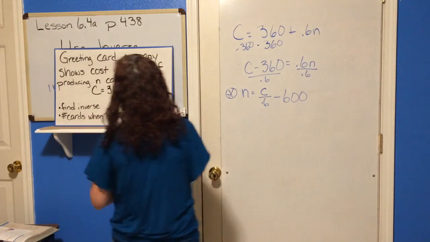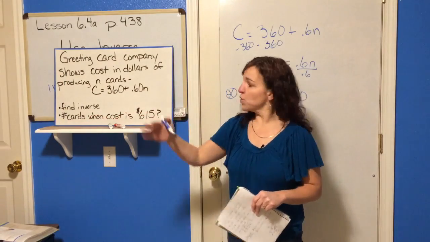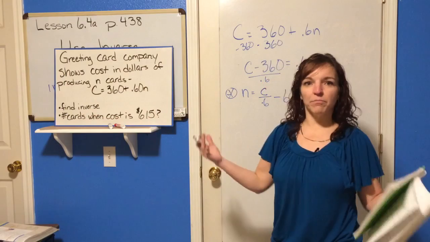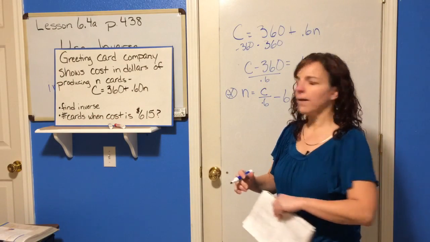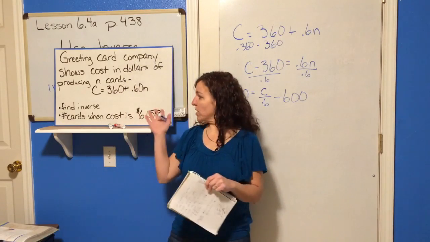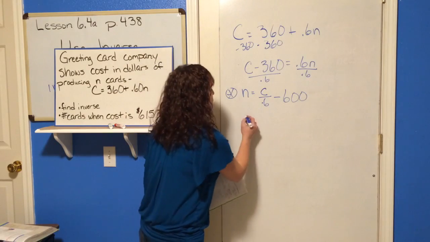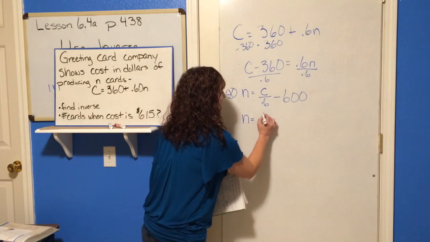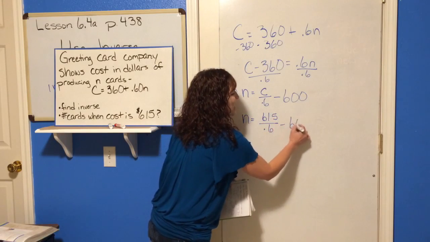Step two, it says, tell me the number of cards that they produced when the cost for that month or year or whatever is $615. Probably a week, huh? All right. So all you do in that case is your cost is 615. Now you've got your equation all set up. All you need to do is plug in 615 divided by 60 cents minus 600.